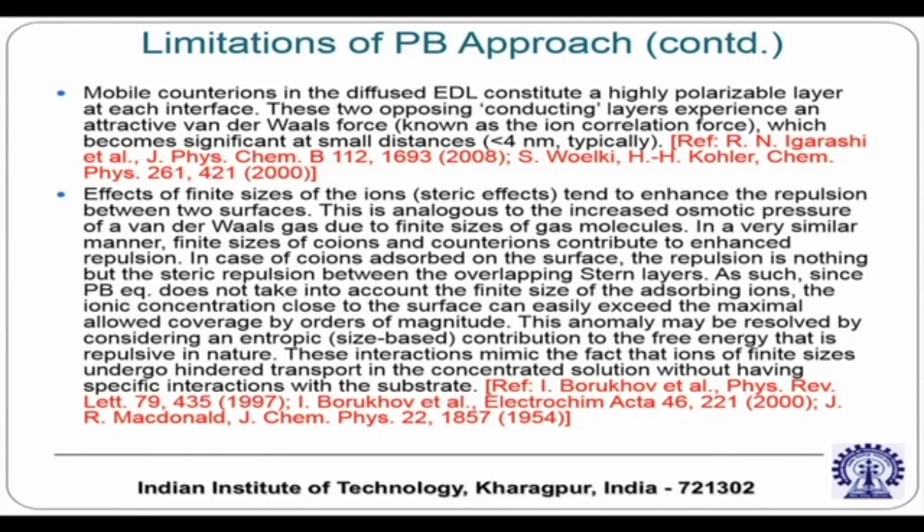In cases of coions adsorbed on the surface, the repulsion is nothing but steric repulsion between the overlapping Stern layers. Since the Poisson-Boltzmann equation does not take into account the finite size of the adsorbing ions, the ionic concentration close to the surface can easily exceed the maximum allowed coverage, because technically if it is a point charge there can be infinite charge density, but in reality you cannot allow that. So that is a big limitation of the Poisson-Boltzmann model.